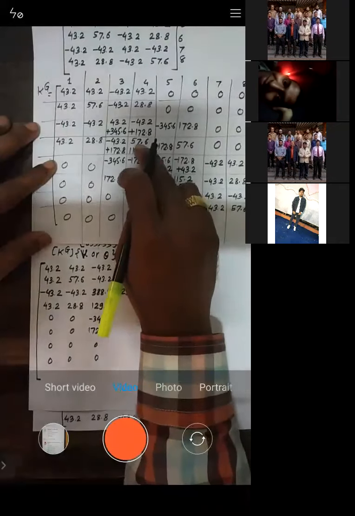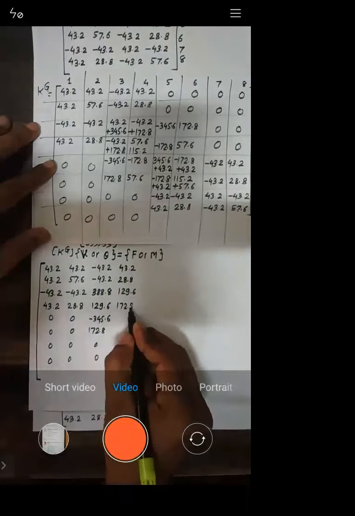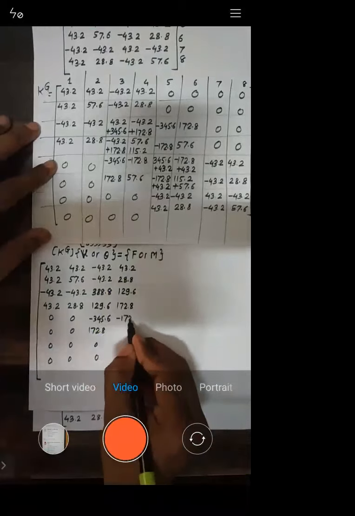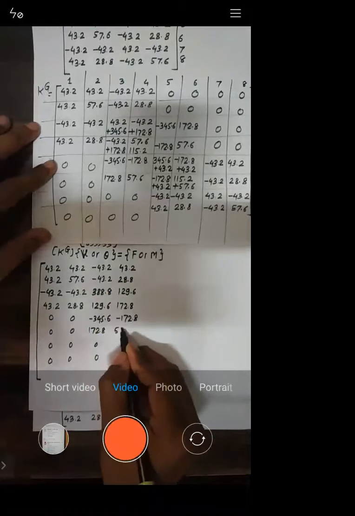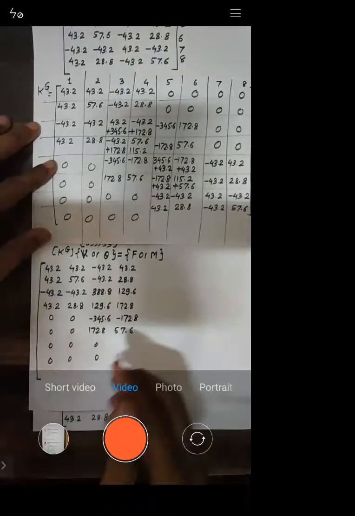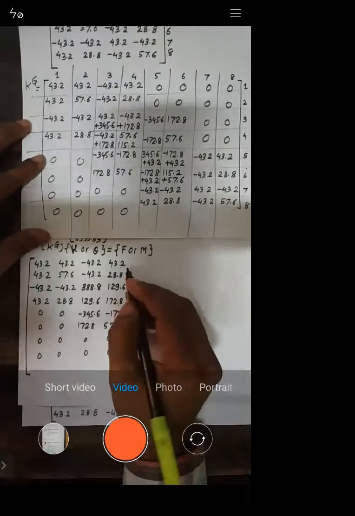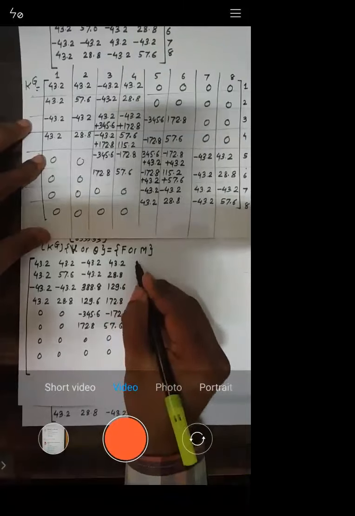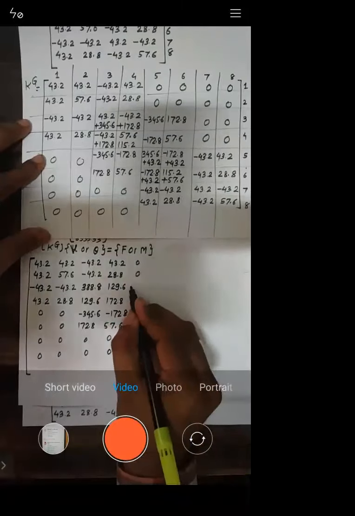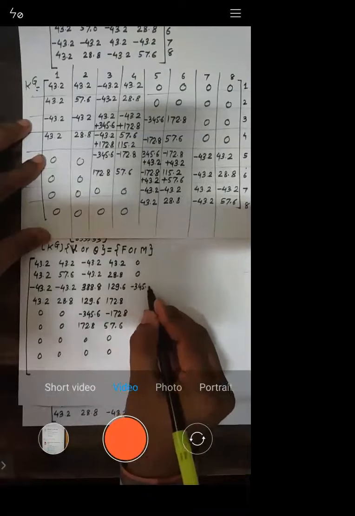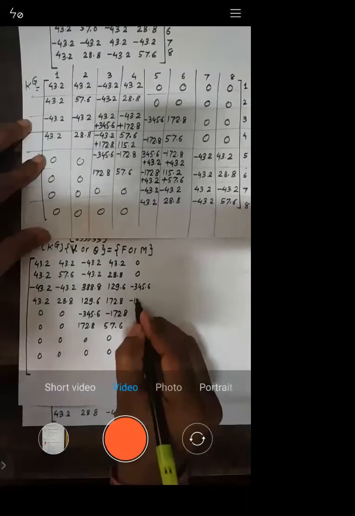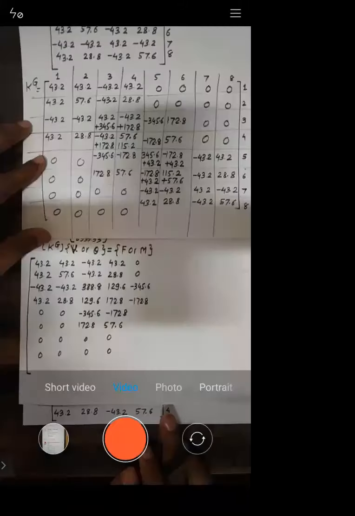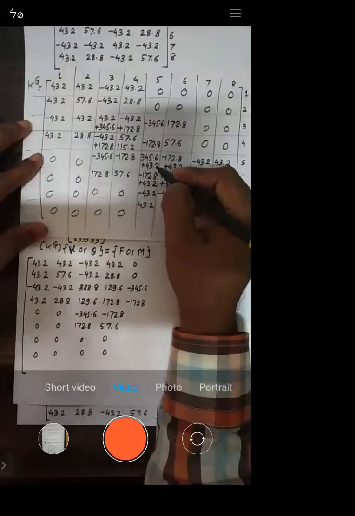Then 57.6 plus 115.2. 57.6, 172.8. So this is minus 172.8. This is 57.6. This is 0. This is 0. Right? So after that I will have 0, 0, minus 345.6, minus 172.8. Now 345.6 plus 43.2.